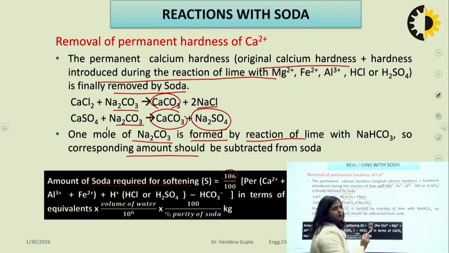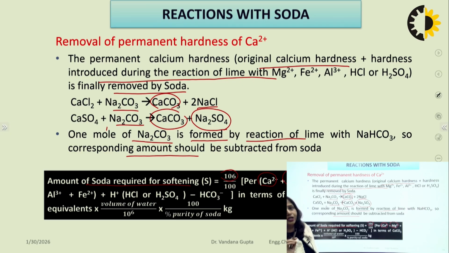Soda can remove permanent hardness of calcium, but we also use soda for permanent hardness of magnesium because lime only converts permanent hardness of magnesium into permanent hardness of calcium. We use it for aluminium, iron, and H plus also. An equivalent amount of soda has to be subtracted if the water contains sodium bicarbonate.